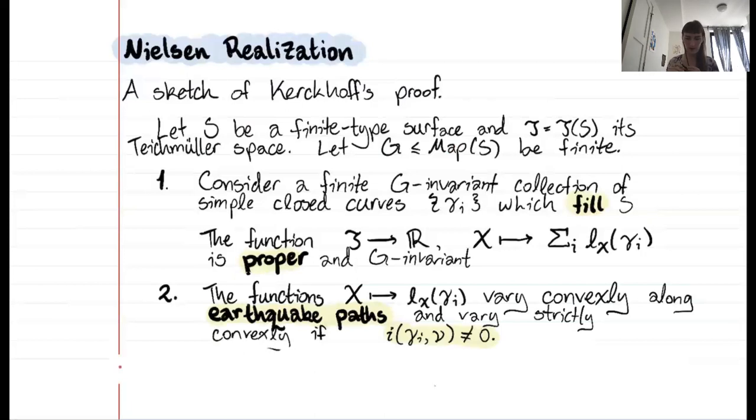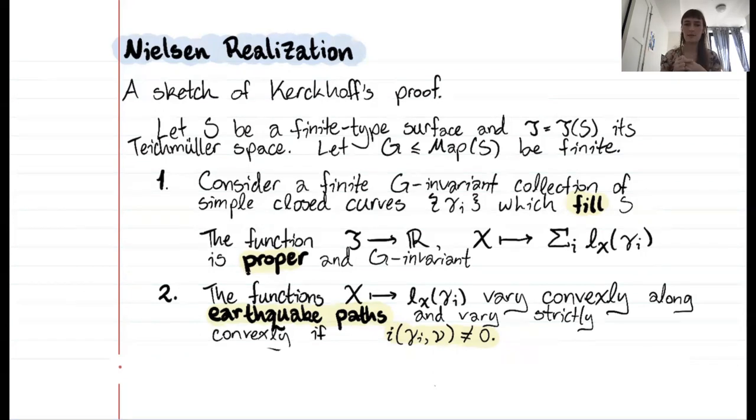So these functions that assign a length of a geodesic representative of a simple closed curve to a hyperbolic metric are real valued functions, and they vary convexly along these system of paths called earthquake paths. It's not super relevant what earthquake paths are. Basically, the idea is you're shearing the hyperbolic metric along a geodesic lamination. So you could think geodesic laminations are limits of simple closed curves. So take a simple closed curve and then do maybe some partial twisting around it.